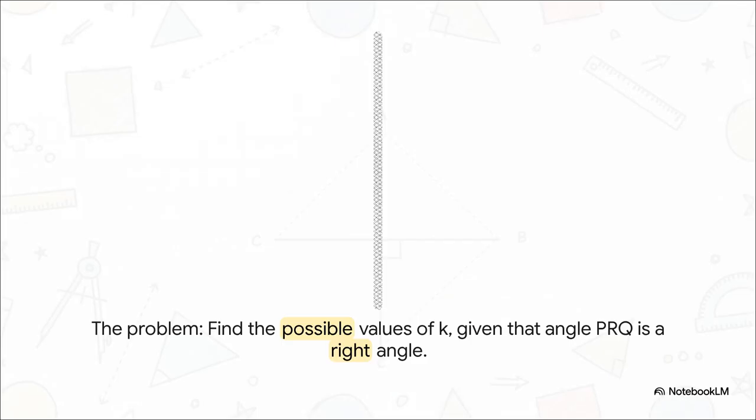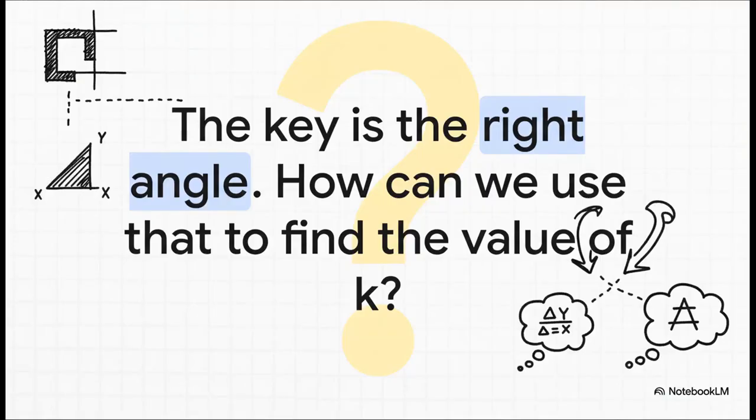Okay, so here's the question. We've got 3 points, P, Q, and R. Now, you can see P and Q have fixed coordinates, but R has this unknown variable k in both its x and y coordinates. And our job is to figure out the possible values for k that make the whole setup work.